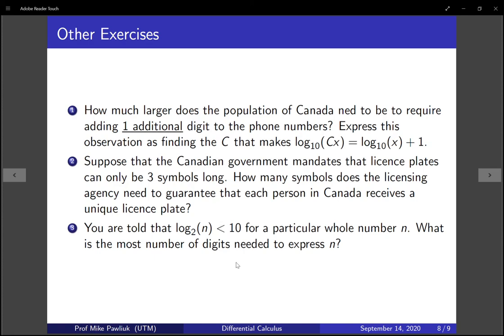And then finally, you are told that log base 2 of n is less than 10 for a particular whole number n. What is the most number of digits needed to express n?